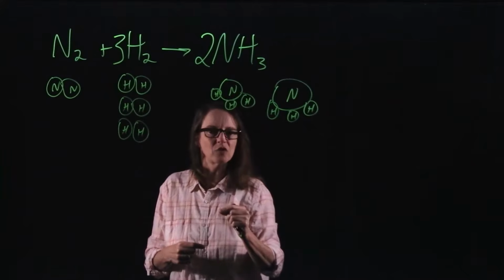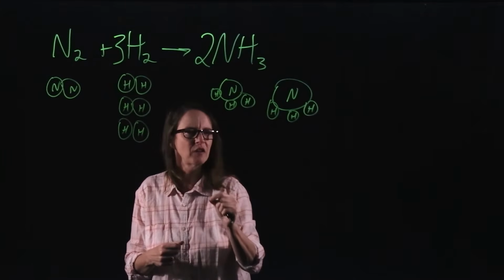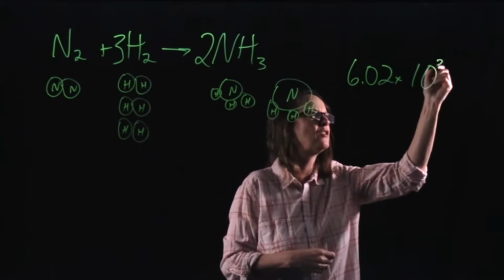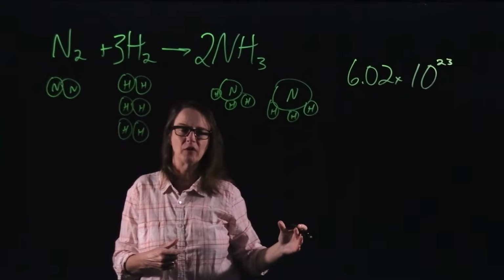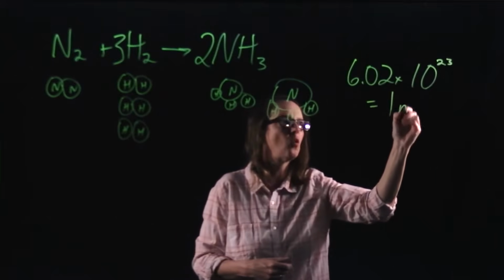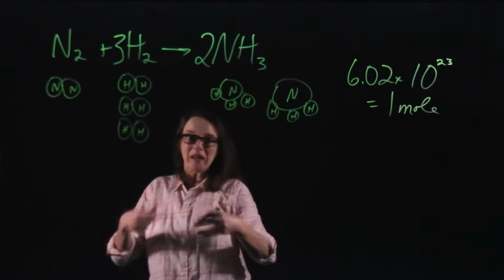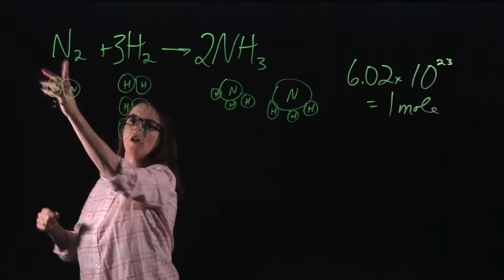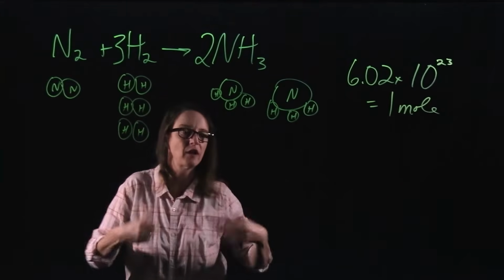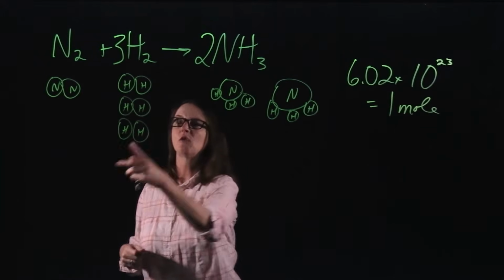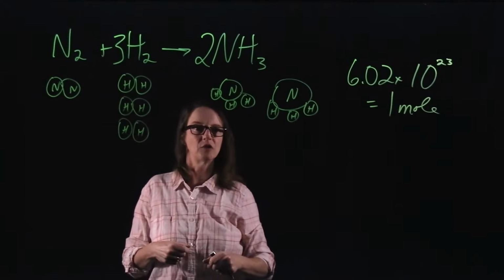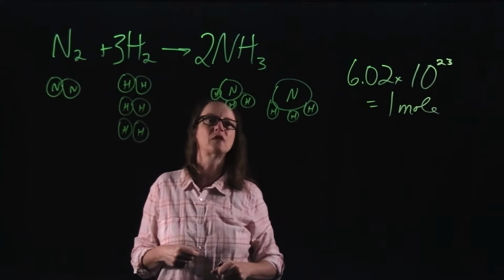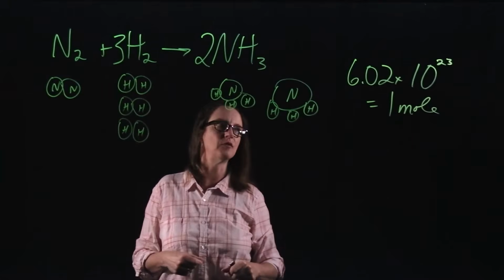Now, in the world of chemistry, remember that Avogadro's number is a very important number, 6.02 times 10 to the 23rd. Very large number of things. And that's equivalent to what we call 1 mole of substance. So we could scale this up in terms of moles. We could say 1 mole of nitrogen, which means Avogadro's number of nitrogen molecules, would react with 3 moles of hydrogen, which would be 3 times Avogadro's number, to generate 2 moles of ammonia, or 2 times Avogadro's number.